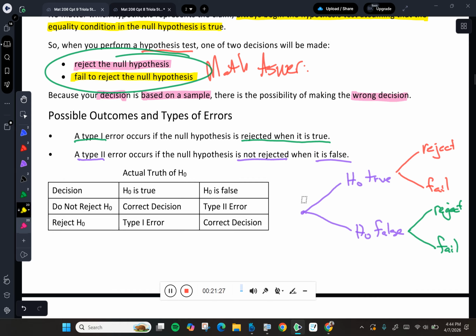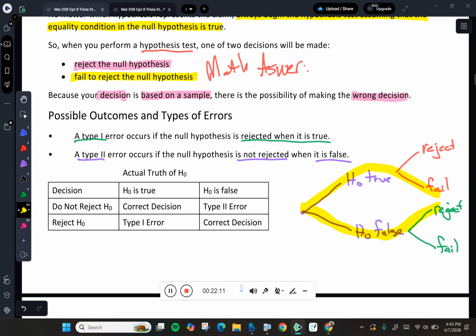We want this to happen, and we want, oops, I did that backwards, sorry, let me fix that. We want this to happen, and we also want this to happen. Those two branches of that tree diagram are correct responses. If the null is true, the top branch, we want to fail to reject it because it's true. We shouldn't reject it if it's true. If the null is false, the bottom branch, we want to reject it because if it is false, then you should reject it.